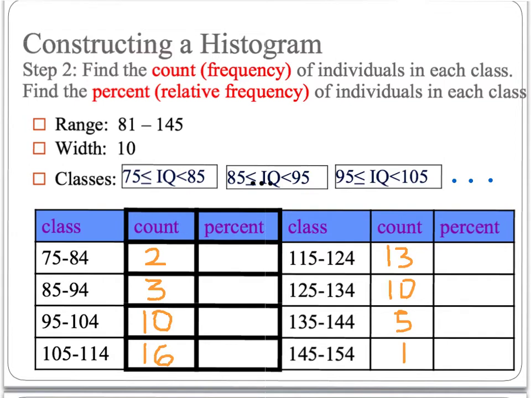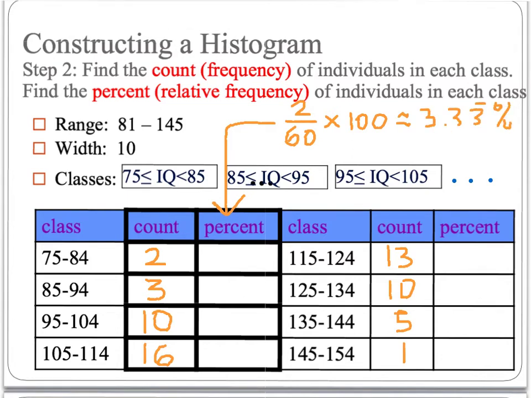Now to get the percent, I'm going to take the count and divide it by the total number of data values, which in our case is 60, and then multiply by 100 for the percent. So I'll just write this first one out so that you can see. If I'm going to get the percent for the very first class here, I would take 2 divided by 60 and multiply that by 100, and I get approximately 3.33%.